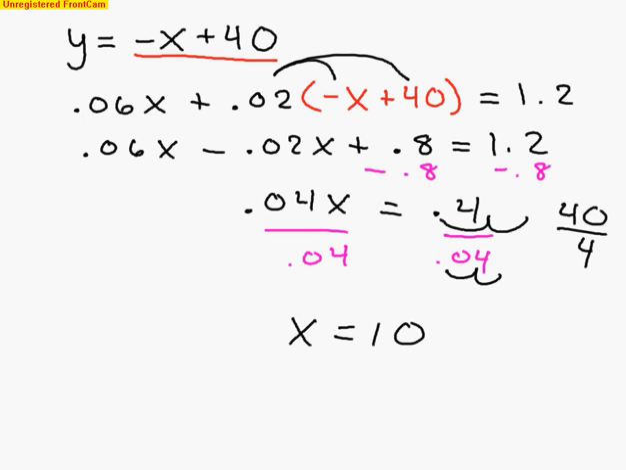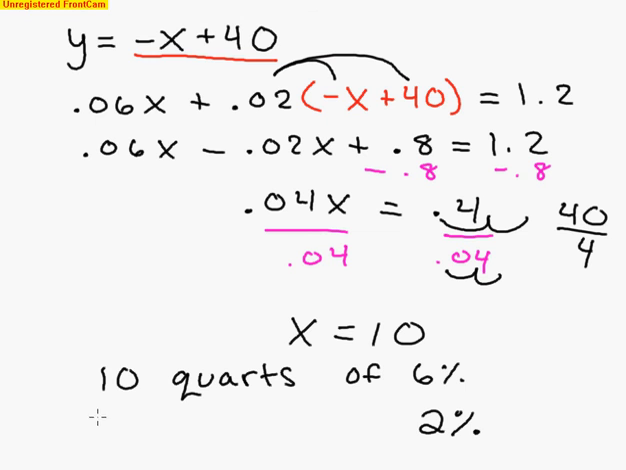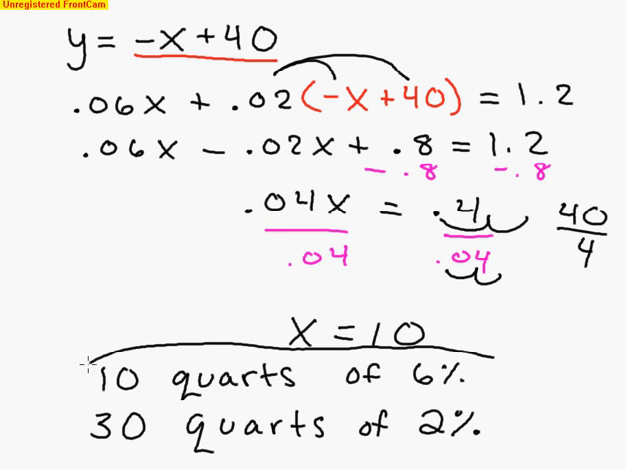So now we can go back and say, okay, we need 10 quarts of 6% butterfat milk, whatever that is. And then we have to add some number of quarts of 2%. Remember, we want to end up with 40. So we can take this 10 and plug it back in to solve for y. Negative 10 plus 40 is 30 quarts of 2%. And if we mix these two together, we will come up with 40 quarts of 3% butterfat milk.